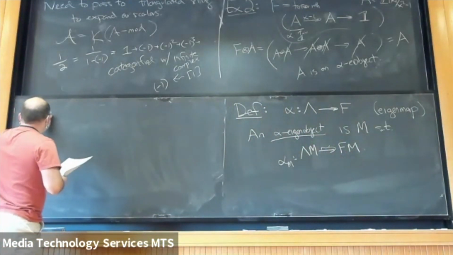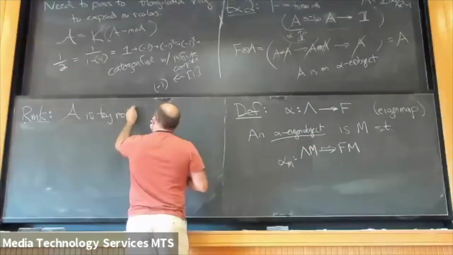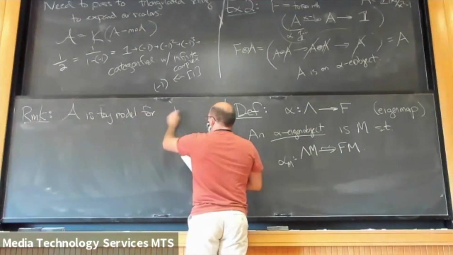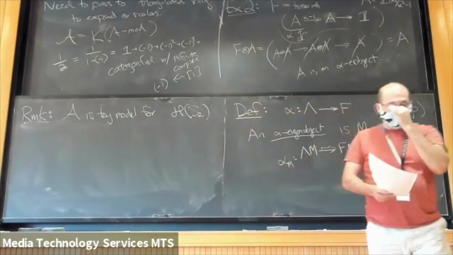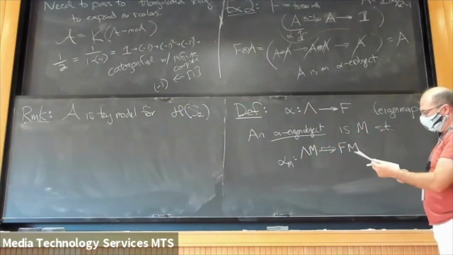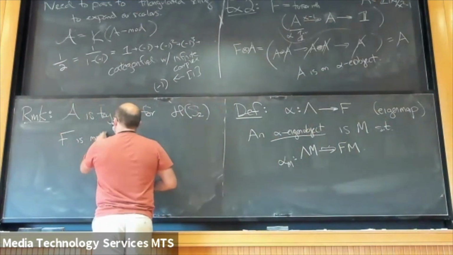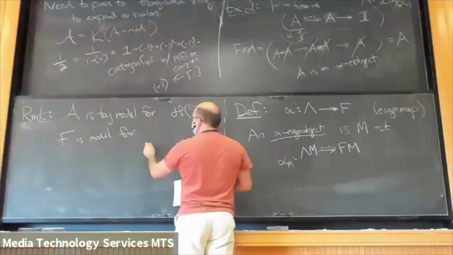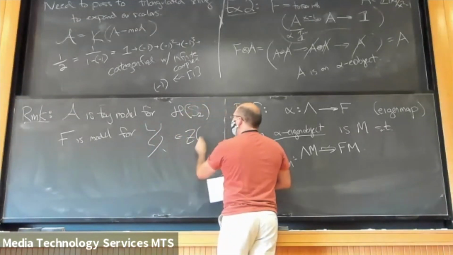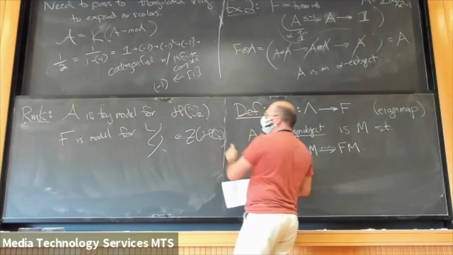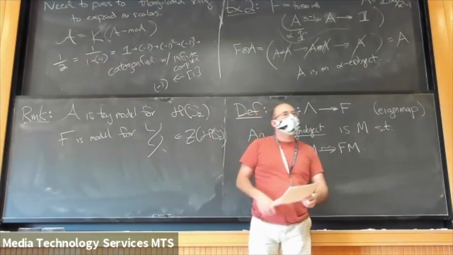Now let me tell you why you care. This A is a toy model for the Hecke category of S2, which is something that's of great interest in geometric representation theory and representation theory in general. And F is the model for a nice central element of this Hecke category. There's a braid group action on this Hecke category, and this is the full twist.